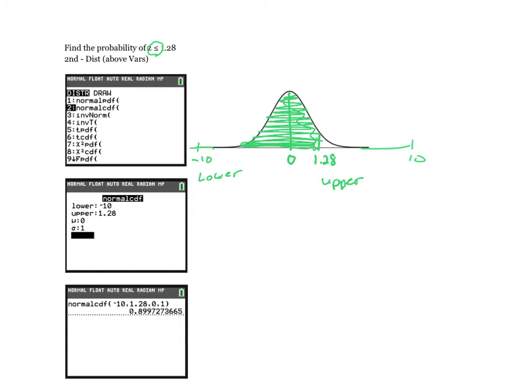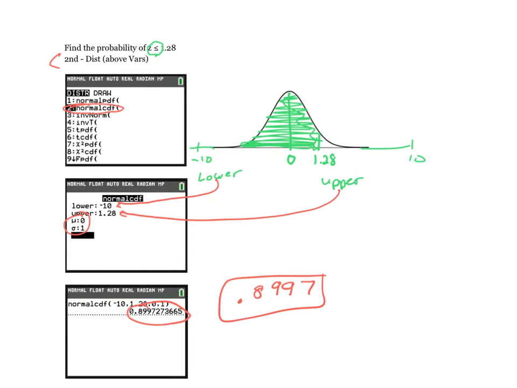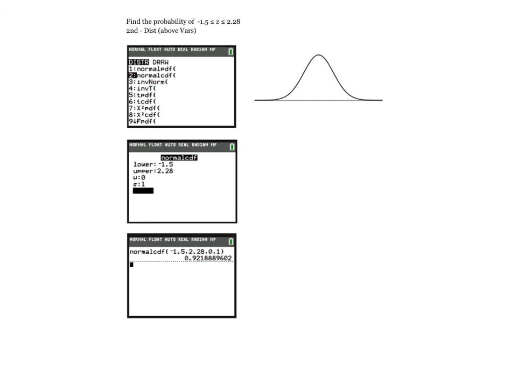So again, we do the second distributions, which is the variables key. We pick normal CDF, choice number 2. Then we do the lower limit here, the upper limit here. And then make sure that the mean and standard deviation are 0 and 1. Hit the paste button, and our final answer is right here, 0.8. And we'd round it to 0.8997. So about 90% of the distribution would be less than a z-score of 1.28, less than or equal to. Another example.